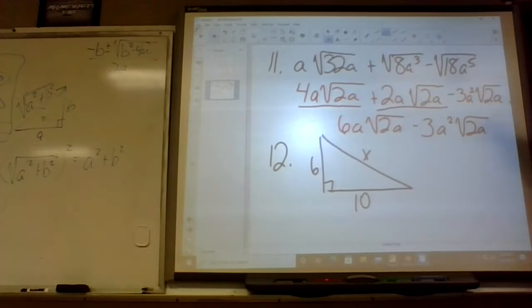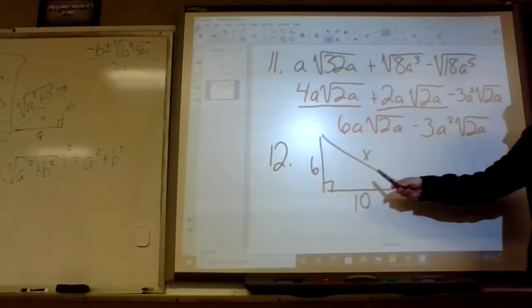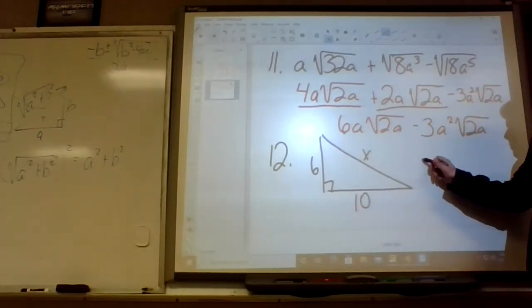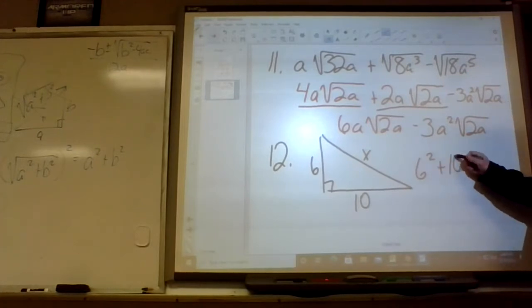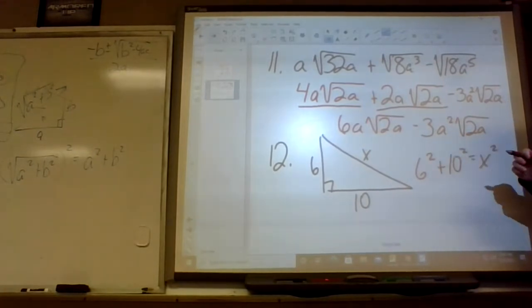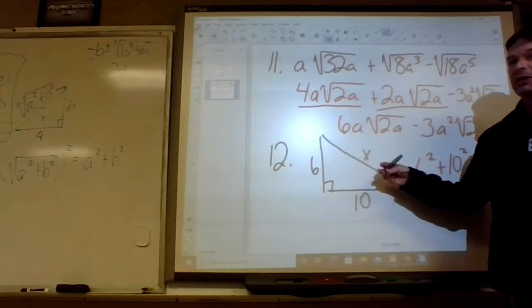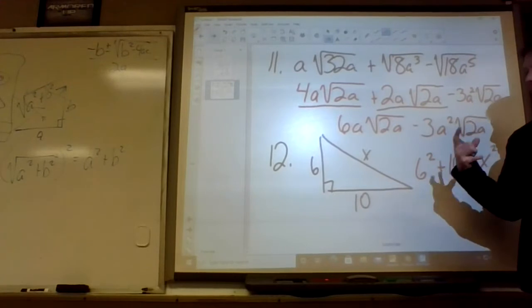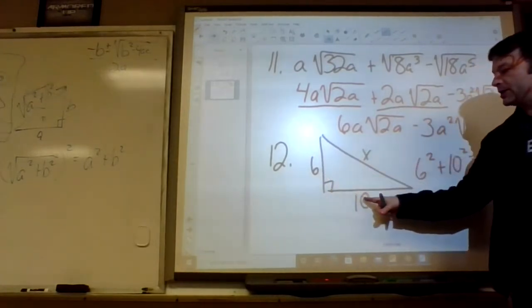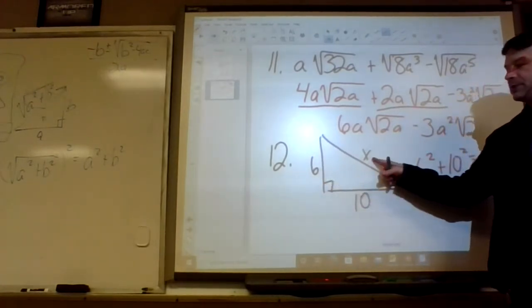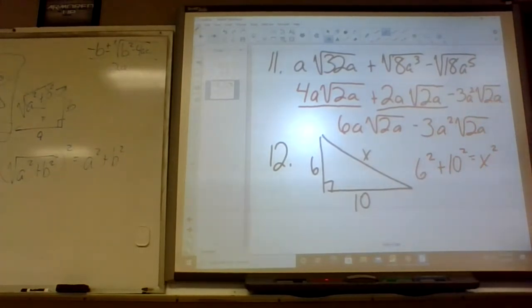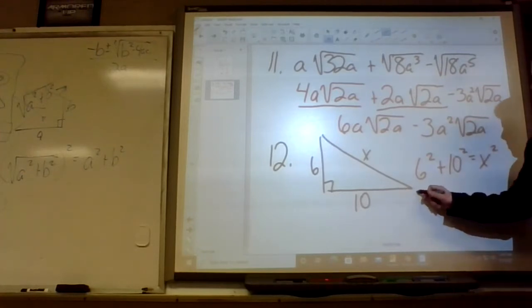Okay, how do we do number 12? a squared plus b squared equals c squared. So what would I write for this one? 6 squared plus 10 squared equals x squared. C is always the hypotenuse, the big one, because the two legs, a squared plus b squared, should add up to the hypotenuse, c squared. The two little ones should always add up to the big one.